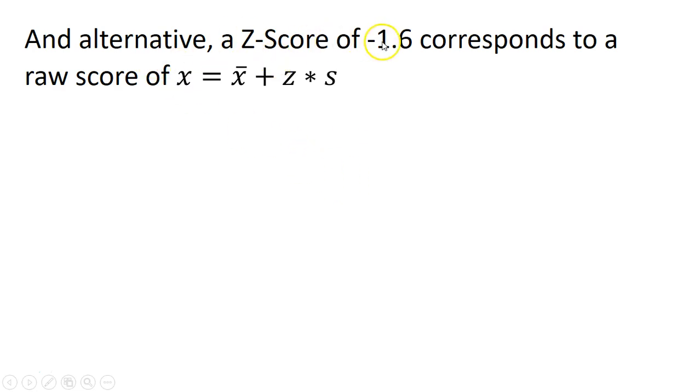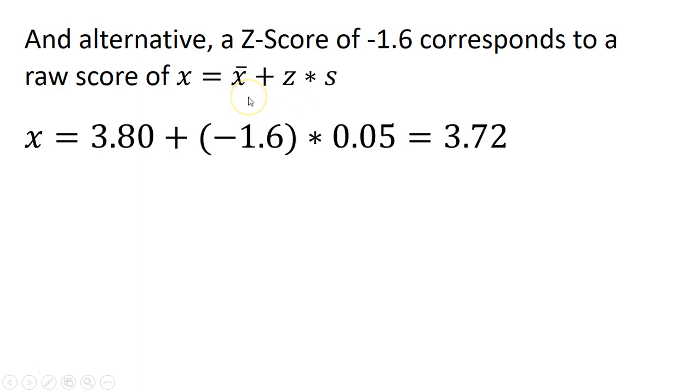And alternatively, a z-score of negative 1.6, if I know the z-score and I know the standard deviation is 0.05 and I know the mean is 3.8, plug all that in, and I get roughly $3.72, okay?